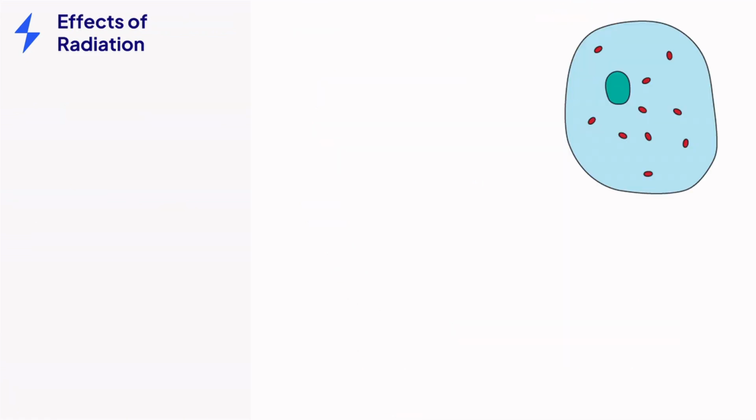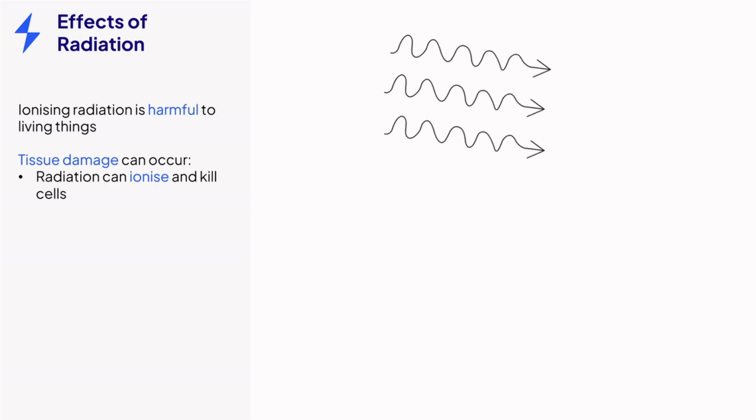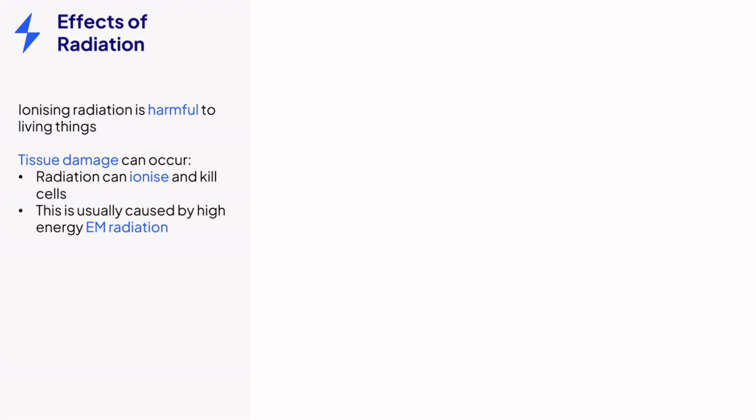Let's go into more detail about what actually happens when ionizing radiation comes into contact with living organisms. One outcome is tissue damage. This is the result of the radiation ionizing atoms in cells, which can cause them to stop functioning and die. This outcome is often produced by high-energy electromagnetic radiation, like X-rays and gamma rays.